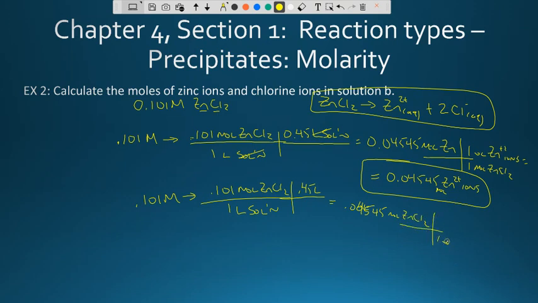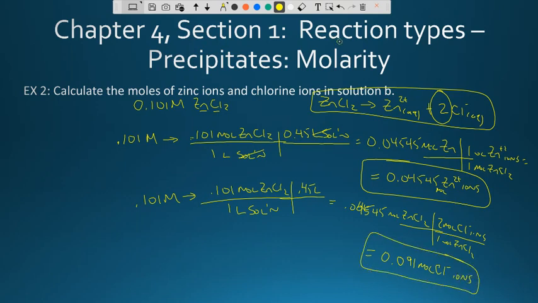For every 1 mole of zinc chloride, I have 2 moles of chloride ions. And so I'm going to end up doubling this. And so when I do that math, I end up with 0.091 moles of chloride ions. Okay, so that just solves that particular question.